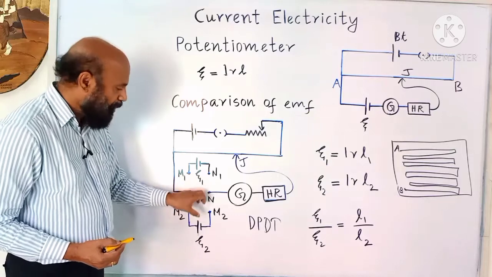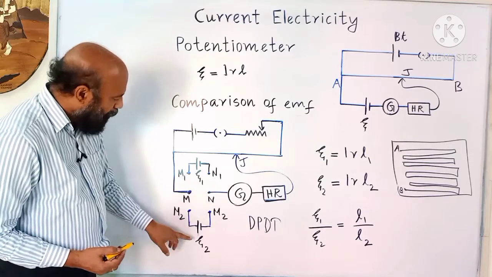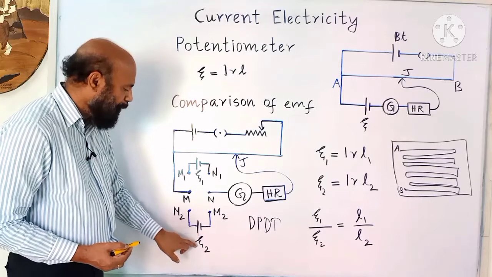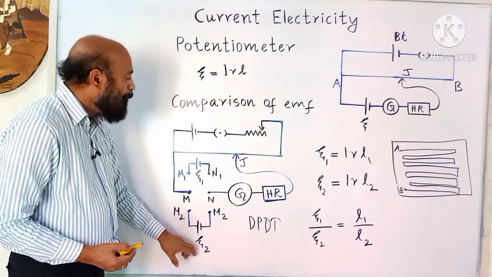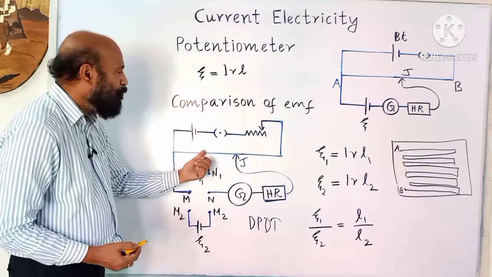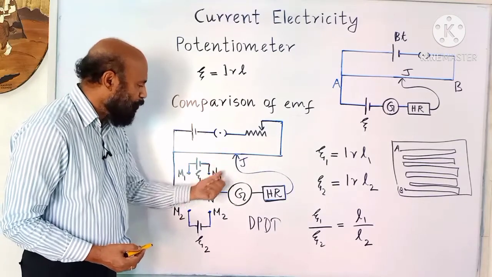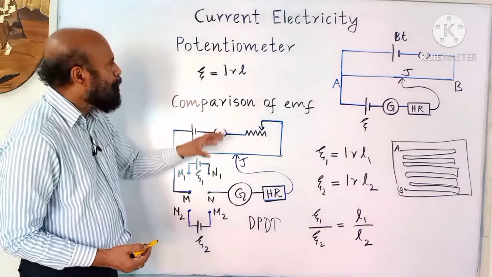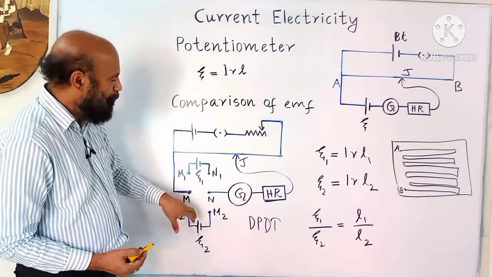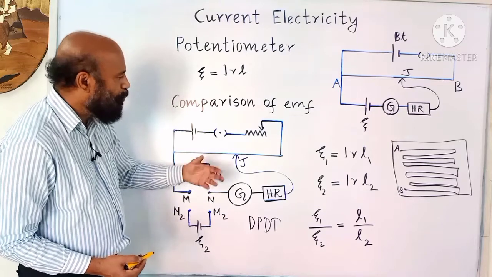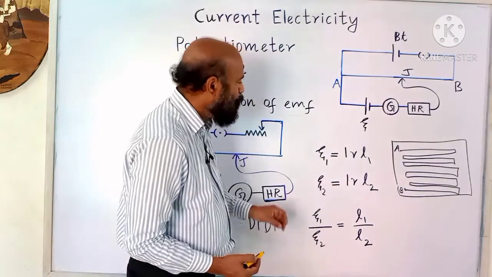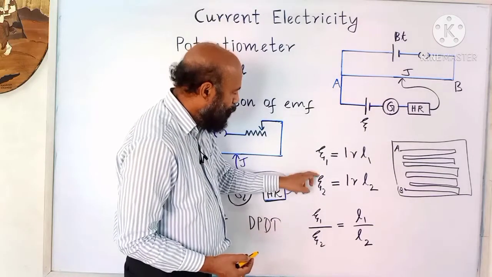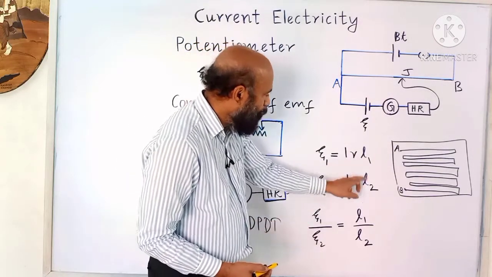Next, you close the other side, and E2, this cell will be included in the circuit. Then again you find the balancing length by moving the jockey. At that time L2 is the balancing length. So as per the principle of the potentiometer, E2 will be equal to I R L2. Now you divide this equation by this equation. So E1 by E2 is equal to L1 by L2.